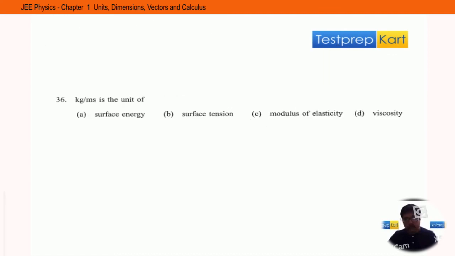Right? Now question number 36 says kilogram per meter second is the unit of viscosity. So these things you should remember. The best way to remember all of these formulas is to read the topic carefully, jot down all the formulas in a single copy, and revise them once a day.